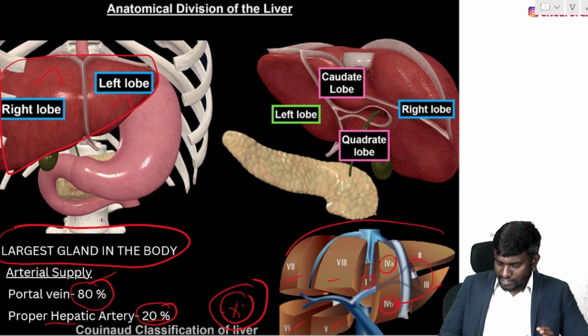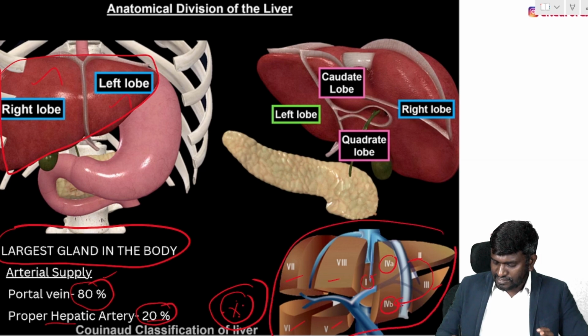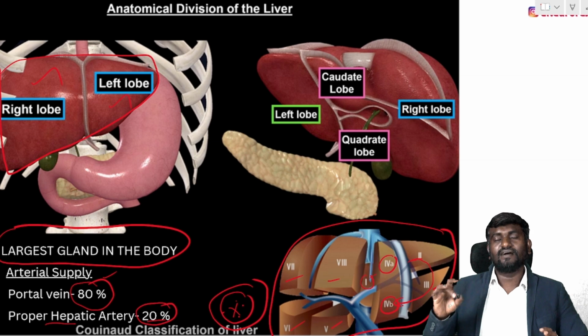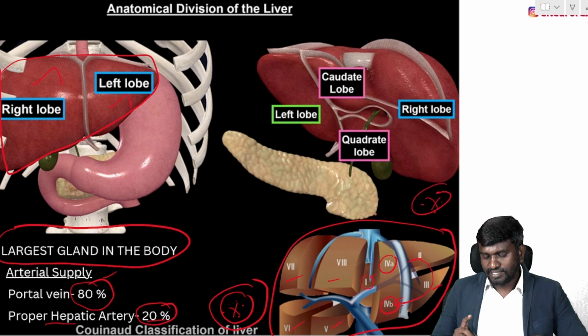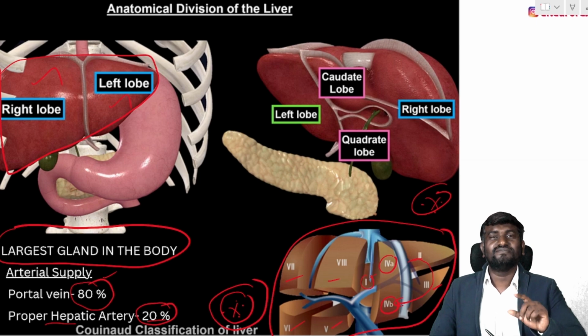Please, I would kindly advise you to remember this image. Probably draw it or revise it multiple times. It has been asked in the exam several times. Yes. Couinaud's classification, very important.